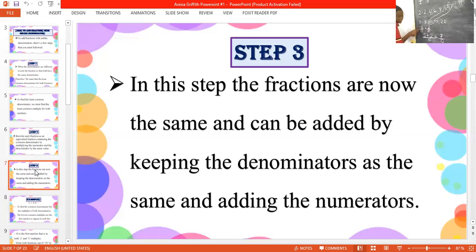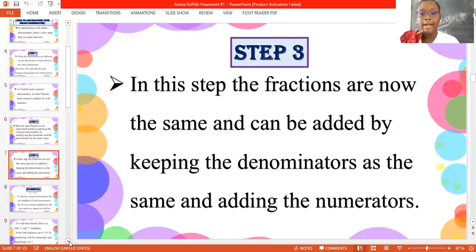You can write it this way or you can write it this way. Either way is correct because you're going to have the same answer. 5 plus 2 equals 7 and we rewrite our denominator. It's the same thing. So you think you got that? Okay, so we're going to go into our activity.